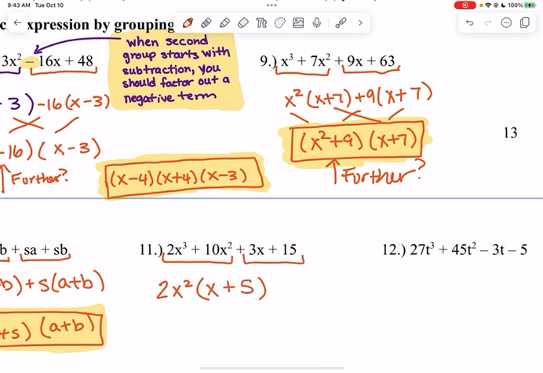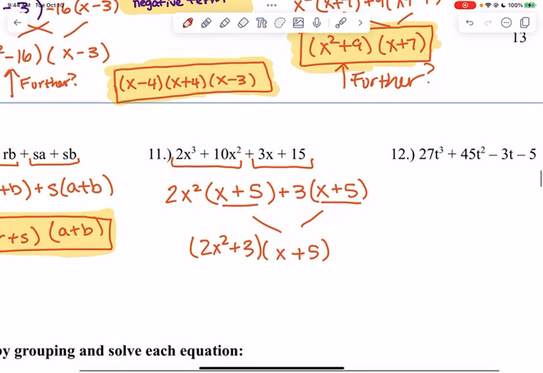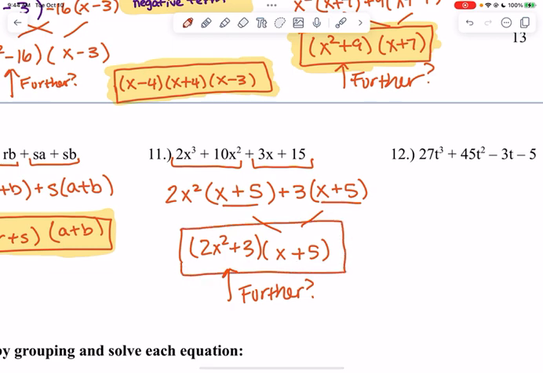Okay, second group. 3x plus 15. They are both divisible by 3. 3x divided by 3 leaves you with 1x. 15 divided by 3 gives you 5. Again, those second set of parentheses should be the same because that's what's going to go in one of your factors. And then whatever you pulled out as the GCF outside. So, quadratic. Can you factor it further? It's not a difference of squares. You can't really do anything with that. It's only a difference of squares that you can factor further.